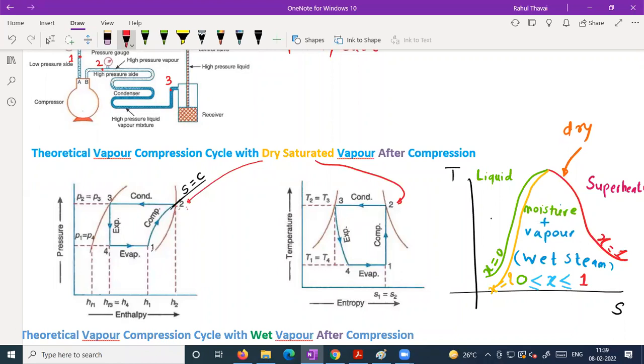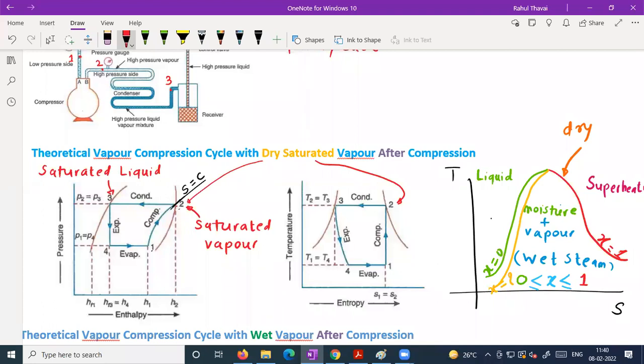If you want, I'll just write it down here. It is a saturated vapor. Similarly, at point number three, we have a saturated liquid. So the vapor we have condensed to liquid. Try to understand: here it was a saturated vapor, and we have condensed it to saturated liquid. So we got the liquid at the exit of the condenser, at point number three.